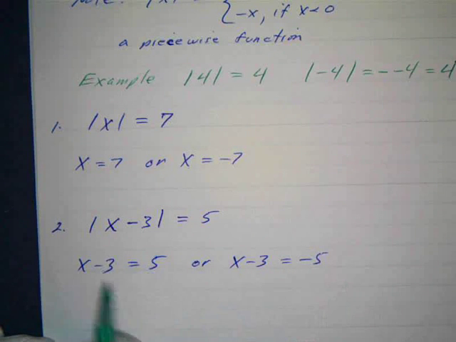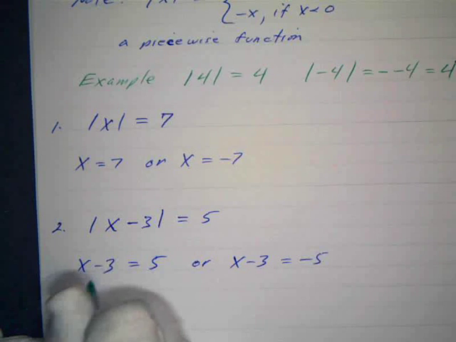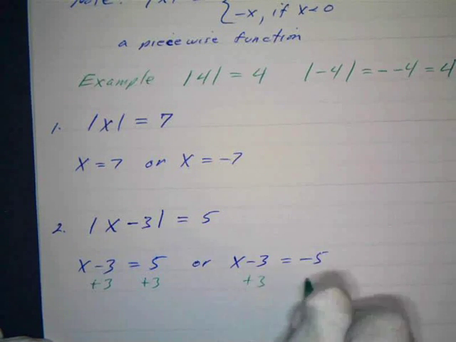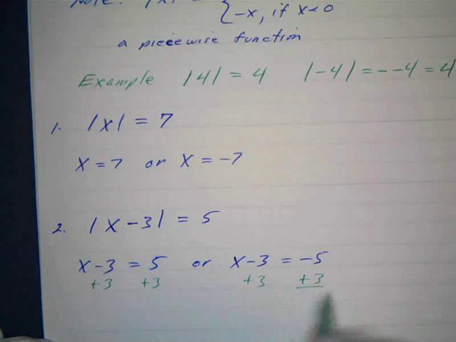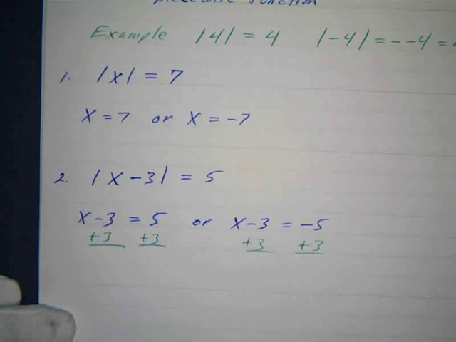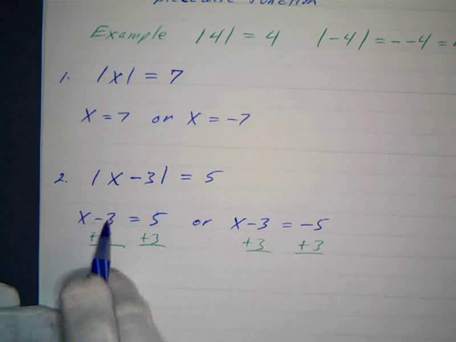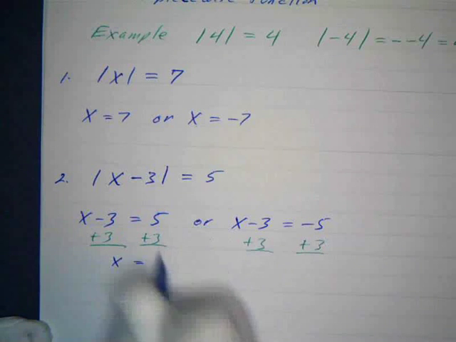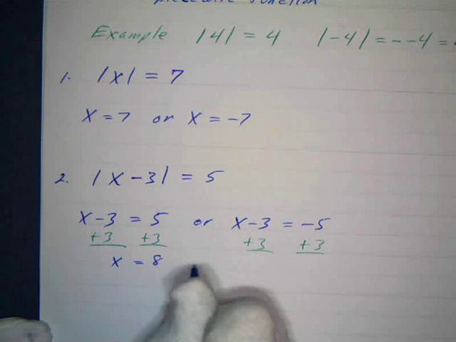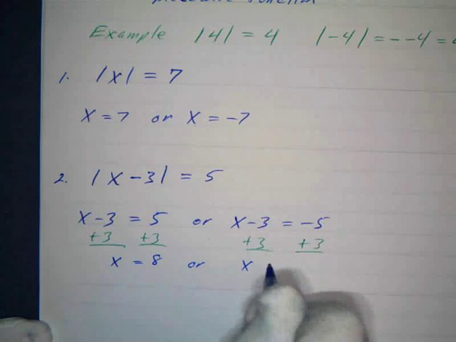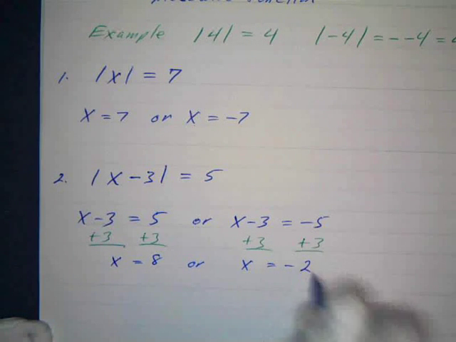Now when you solve these equations, the left sides are always going to look the same, so you're always going to be doing the same thing to both equations. So I'm going to add 3 to both sides. The right sides would be different. One would be positive, one would be negative, so that's where you're going to get your different solutions. So a negative 3 and a positive 3 are opposites. Those are 0, so we just end up with x equals, and 5 plus 3 is 8, or x equals, and negative 5 plus 3 is negative 2.